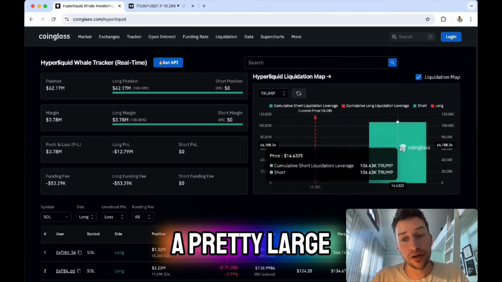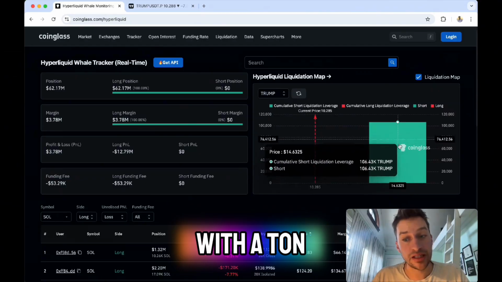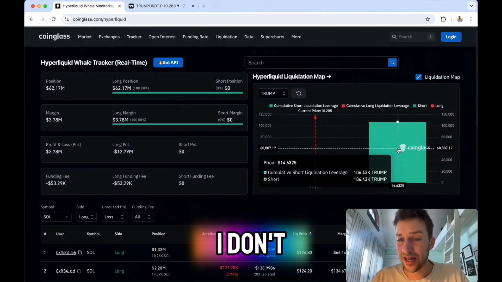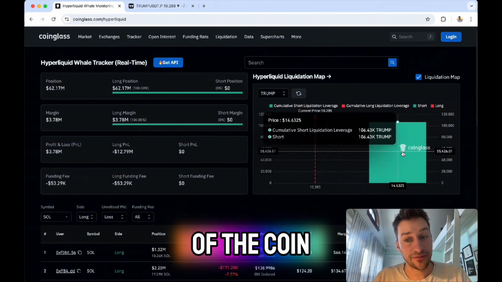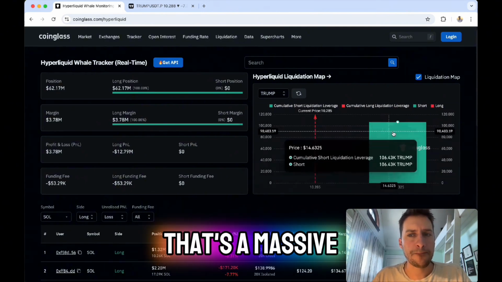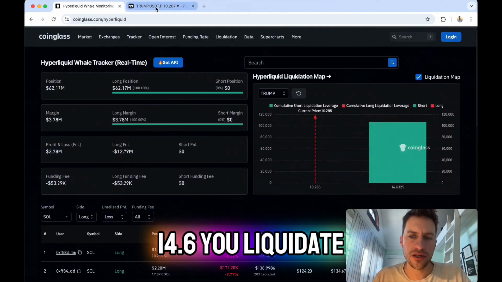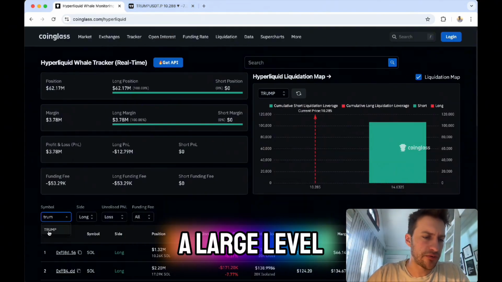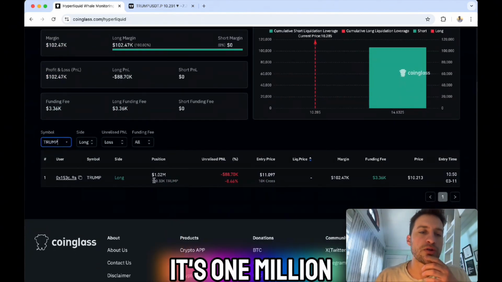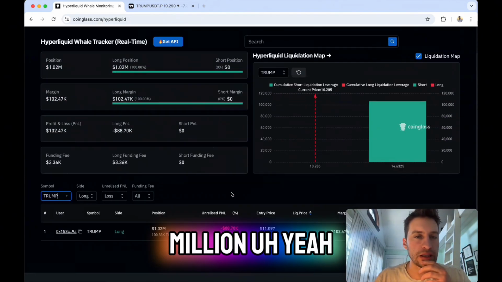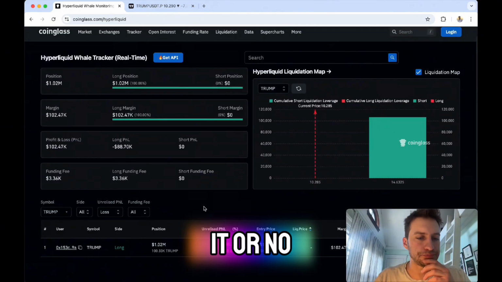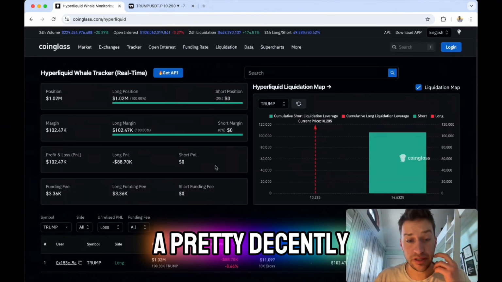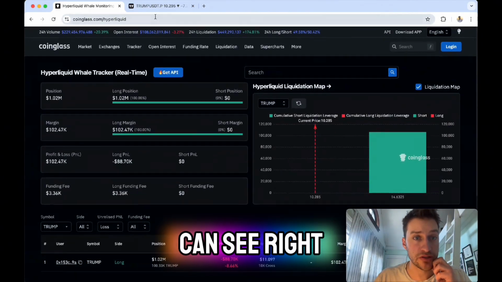But there is a pretty large whale that would get liquidated with a ton of this coin. By my math, is that like 10 million? I don't even know the math of how much. That's a lot of the coin. Wow, that's a massive liquidation. If you push price up to 14.6, you liquidate a massive amount. That's actually such a large level. I want to go see the... Oh, it's 1 million, not 10 million. So it's 1 million. Got it. Or no, wait, did I get that wrong? Yeah, it's 1 million. So that's actually a pretty decently large liquidation, as you guys can see right there.